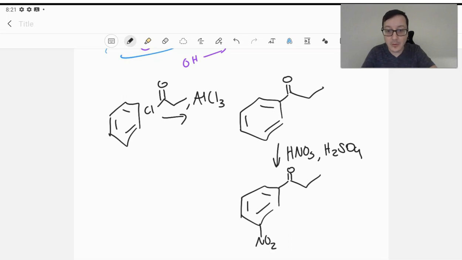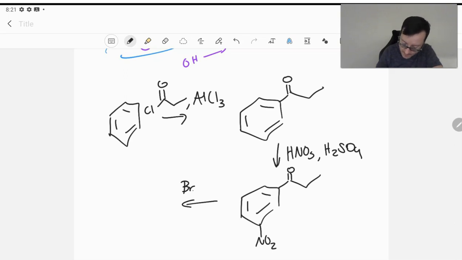So now we have to think, okay, if we want that bromine in a meta position, both of these are meta-directors. So let's go ahead and do it. Let's put the bromine on. Here goes our bromine.